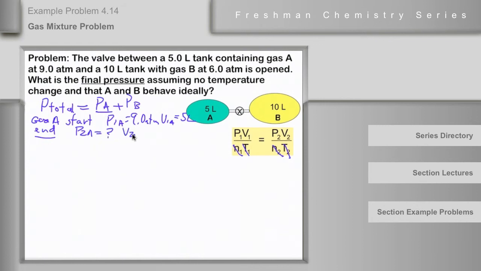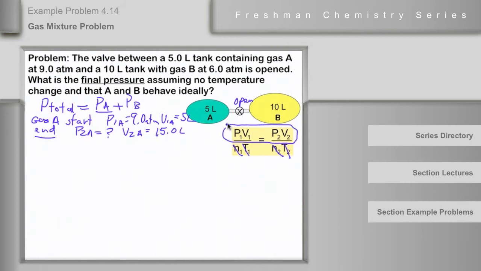And what is V2 of A? Once we open this valve, once it's open, 15. Go ahead. 15, she says. She's right. The gas A now has available to it 5 liters here and 10 liters here, and it will occupy both of those. And so V2 of A will be 15 liters. Okay. So now we go back to this.